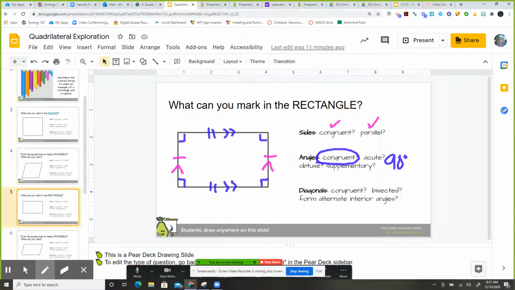I think I'm going to have to, I don't know if I can do congruent diagonals. It needs to be shorter than that. I might have chosen one that won't make it. Oh, yes, I can. So when you do right angles, you're going to have congruent diagonals.